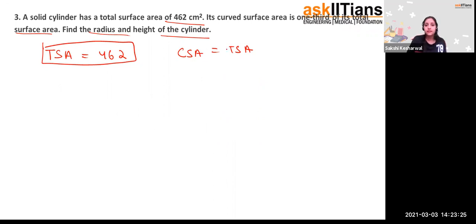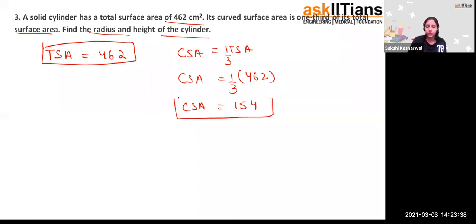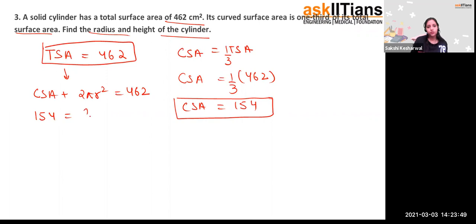Yeah, it says that CSA is 1/3 of TSA. So CSA is how much, beta? 1/3 is equal to what? 462, right? So this is equal to what? 154. CSA is how much, beta? CSA is equal to what? 154, right? Now, this is equal to what, beta? CSA plus 2 pi r square, right or not? Which is equal to what? 462. So can I write this as 154 plus 2 pi r square, which is equal to what?